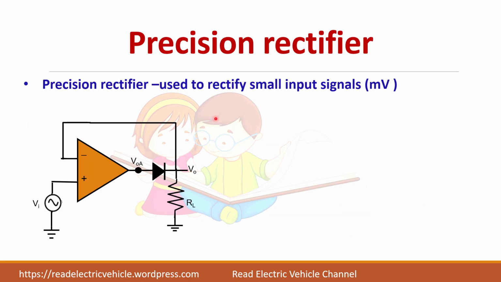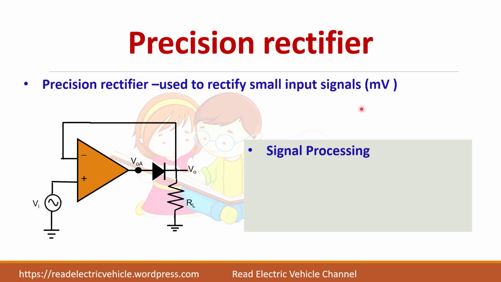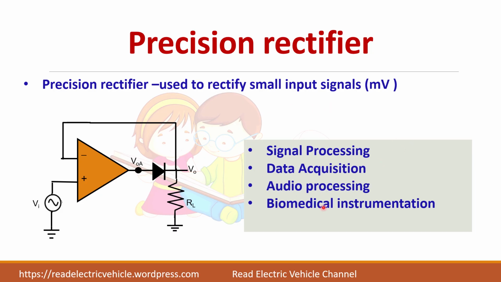A precision rectifier is mainly used to rectify small input signals. That is, the cut-in potential of the diode is divided by the open loop gain of the op amp, so the diode can start conduction at a very low voltage itself. This type of circuit is mainly used for signal processing, data acquisition, audio processing, and biomedical instrumentation, where you deal with low voltage signals but accuracy is more important. There we can use these types of precision diodes.